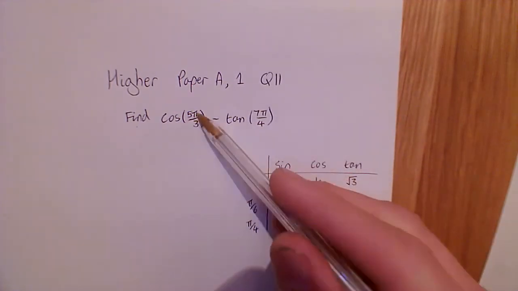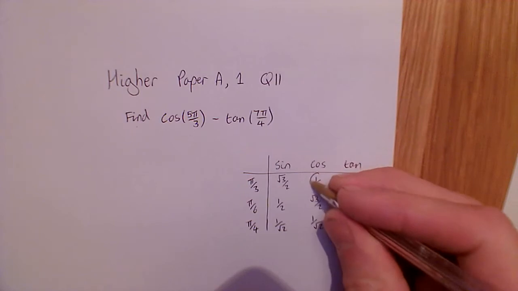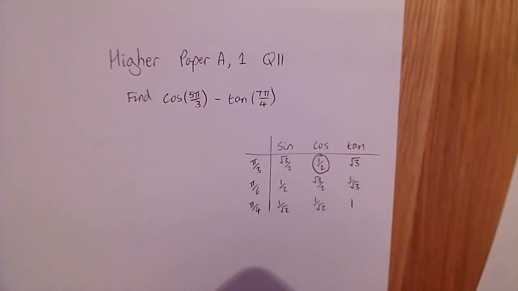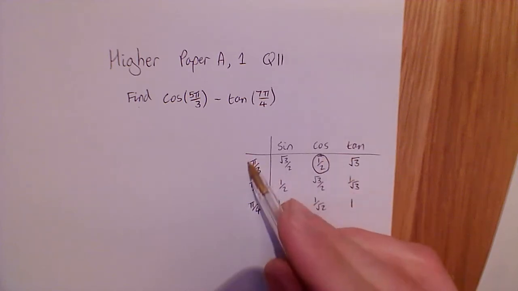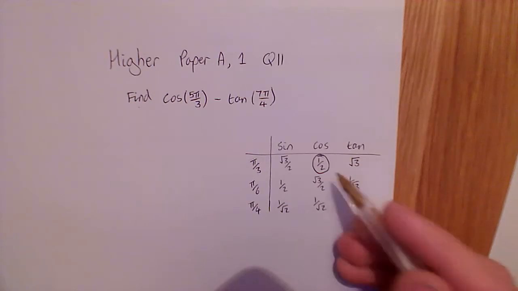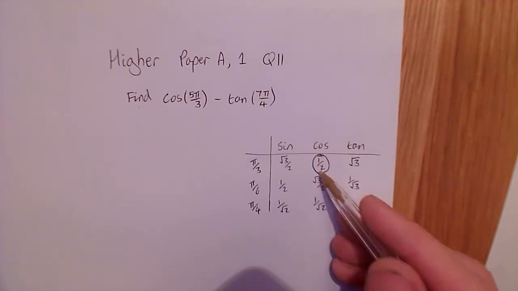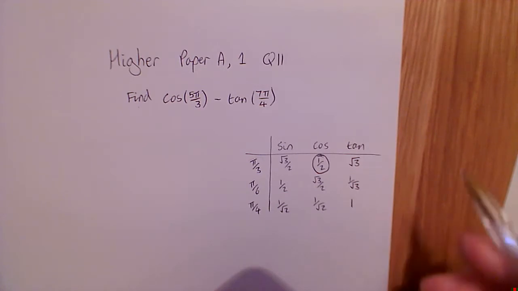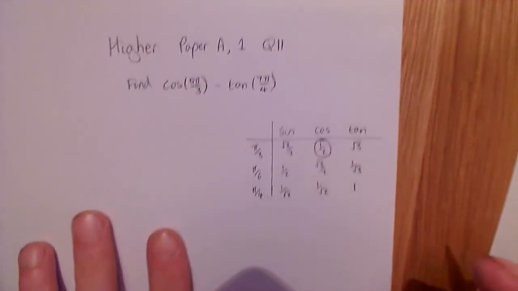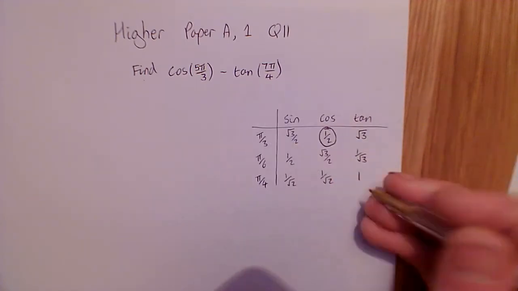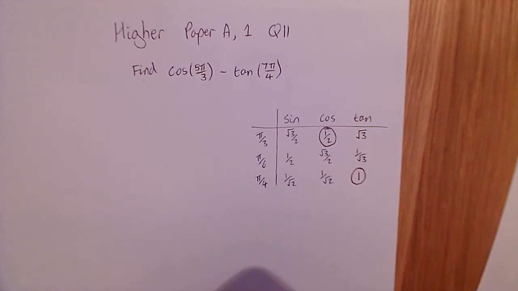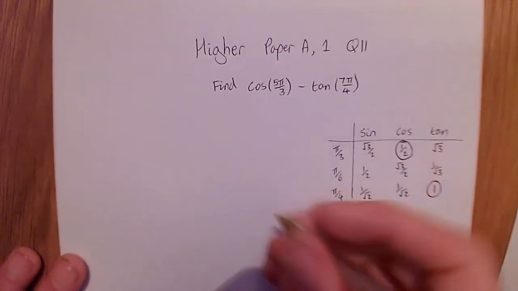In this case, I'm seeing 5 pi over 3 and a cos, so I immediately know it's going to have something to do with a half. As you go around your unit circle, as you go around your CAST diagram, I should say, you get different angles which are related to pi on 3. And each time you get one of those, it will either give you a value of a half or minus a half. Now, I'll talk a bit more in depth about that. Similarly, for tan of 7 pi on 4, I know my answer is going to have something to do with 1. So let's play around with this.